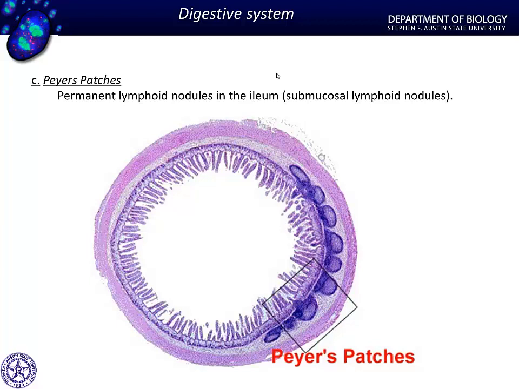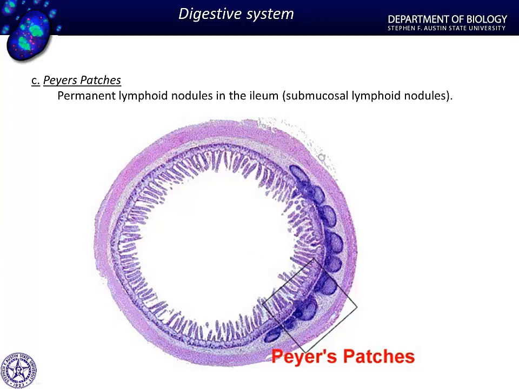Now, Peyer's patches are lymph nodules that are going to be present in the ileum. Now, these are, for all intents and purposes, in the submucosa, but as you can see, they may extend up into the mucosal lamina propria as well. But these are permanent structures. So if you see intestinal villi and you see lymphoid nodules in the submucosa, then you're in ileum.